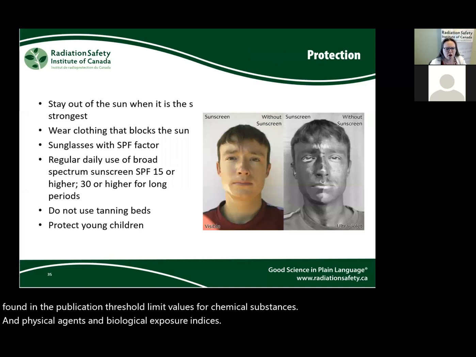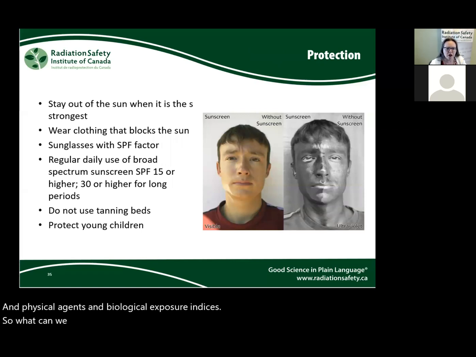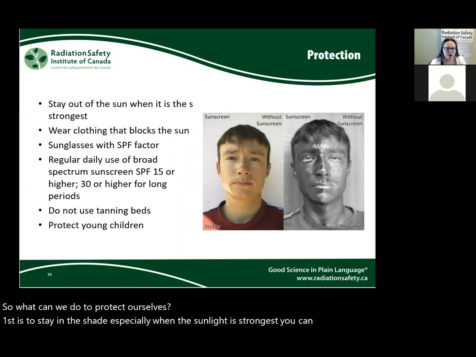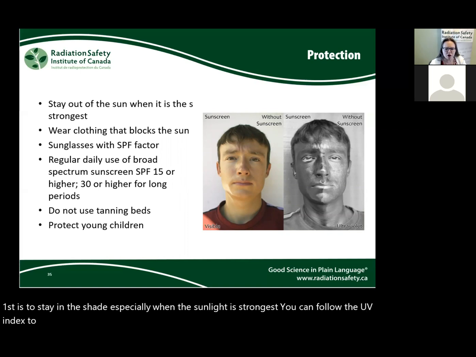So what can we do to protect ourselves? Well, first is to stay in the shade, especially when the sunlight is strongest. You can follow the UV index to help with this and know that it is strongest in the middle of the day. Even when there are clouds, some UV might get through.